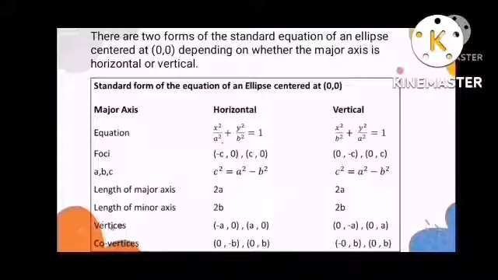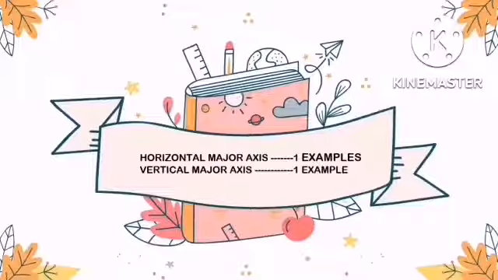The vertices of the horizontal are (negative a, 0) and (a, 0). For the vertical, (0, negative a) and (0, a). For the co-vertices of the horizontal, (0, negative b) and (0, b). For the vertical, (negative b, 0) and (b, 0). You can write the equation of an ellipse when you are given the coordinates of the vertices and foci. In order for us to visualize our formula, we need to have some examples.